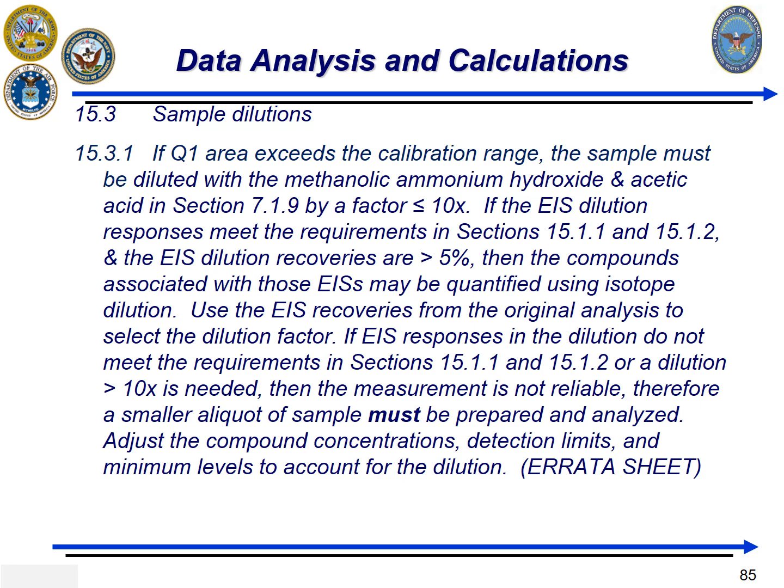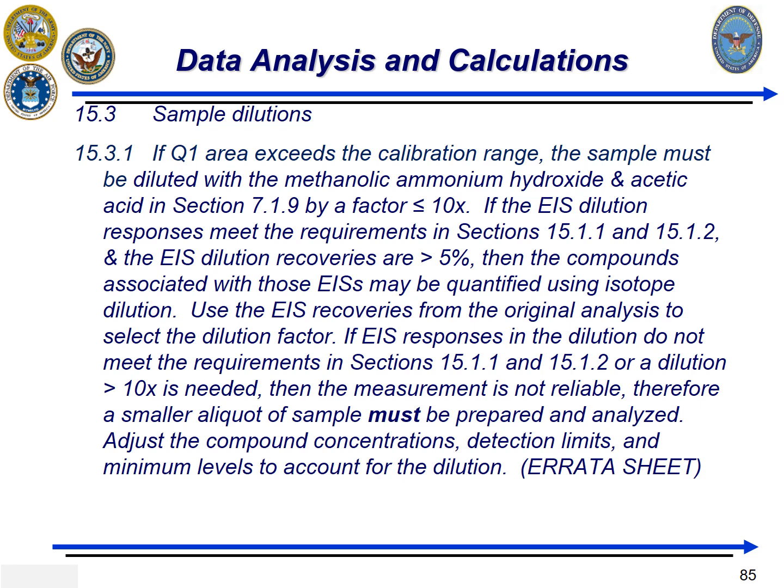This section now states that if the Q1 areas exceed the calibration range, the sample must be diluted with methanolic ammonium hydroxide and acetic acid solution that is found in section 7.1.9, and the dilution factor cannot exceed 10x. If the EIS dilution responses meet the requirements for retention time and signal to noise that are found in sections 15.1.1 and 15.1.2, and the EIS dilution recoveries are greater than 5%, then the compounds associated with those EISs may be quantified and reported using isotope dilution.